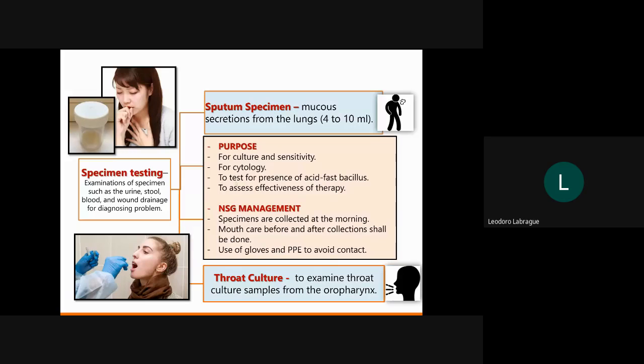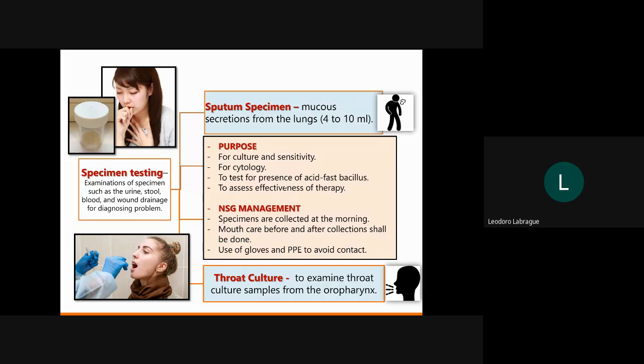Next is a test for the presence of acid-fast bacillus. What is this acid-fast bacillus? These are microorganisms that are responsible for tuberculosis. Do you know what tuberculosis is? If you have tuberculosis, you keep on coughing and coughing, you might cough with blood, and you will be very thin, and this condition is very communicable. Okay? We can also do a sputum specimen, and of course, we do it to see the progress, to see whether the medication the patient is taking is effective or not.